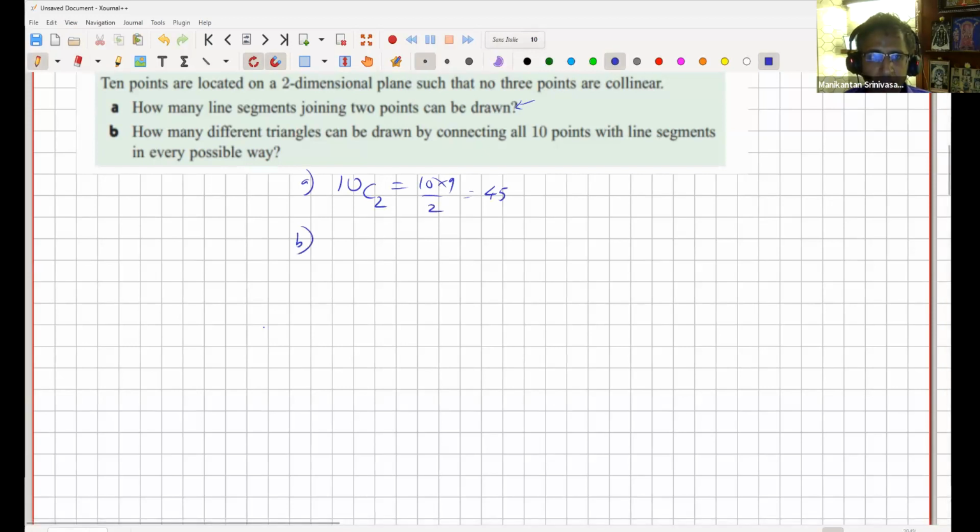Okay, B part. How many different triangles can be drawn by connecting all 10 points with line segments in every possible way? Okay, Arav, what do you think?